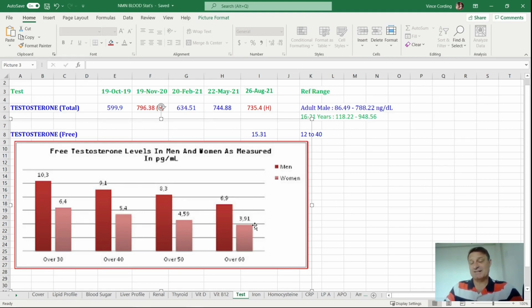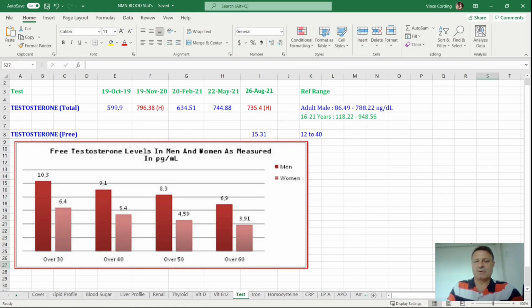8.3. I'm closer to 60 than I am 50, so I thought I'd look at the over 60s. And they're talking about an over 60-year-old free testosterone around the 6.9 mark. And mine's 15.31. So I'm quite happy with my free testosterone number. That said, there may be people watching who have a better understanding of it.